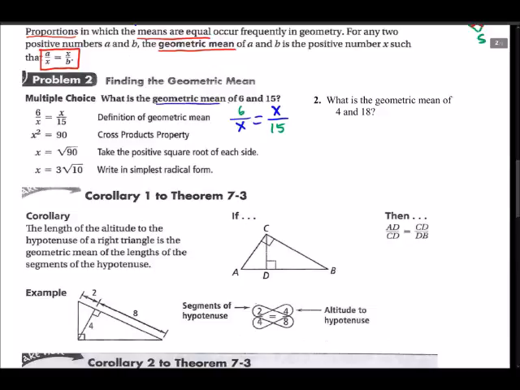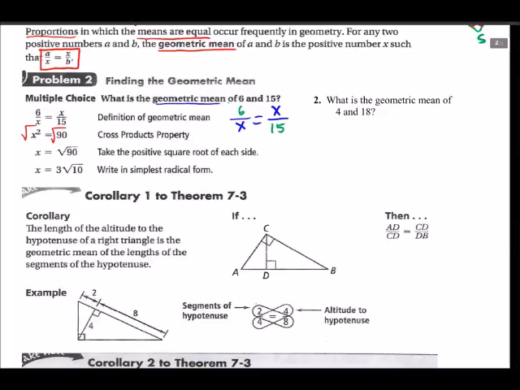Now when I cross multiply, what do I get? I get x squared equals 90. How do we get rid of an x squared? That's right, square root, both sides. Square and square root are opposite operations. Well, what do I do with the square root of 90? How do I get 3 square root 10?